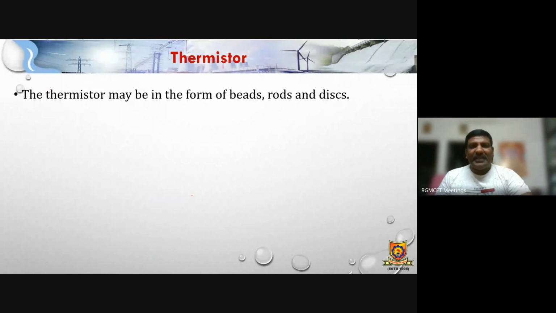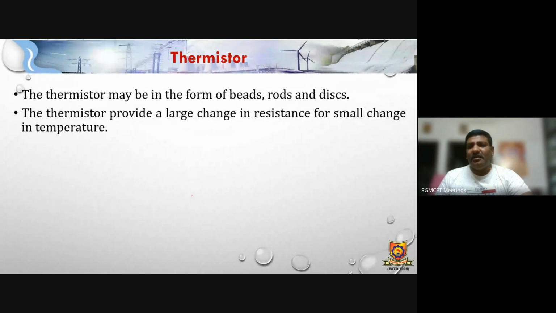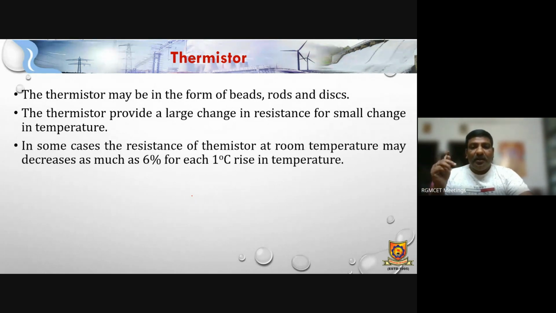So there is the classification: beads, rods, discs, etc. Depending upon the range of temperature, these values are going to change. In some cases, the resistance of a thermistor at room temperature may decrease by as much as 6% for 1 degree centigrade of rise. So if the temperature increases by 1 degree centigrade, around 6% of the resistance is going to decrease. So that is the proportionality we can have.